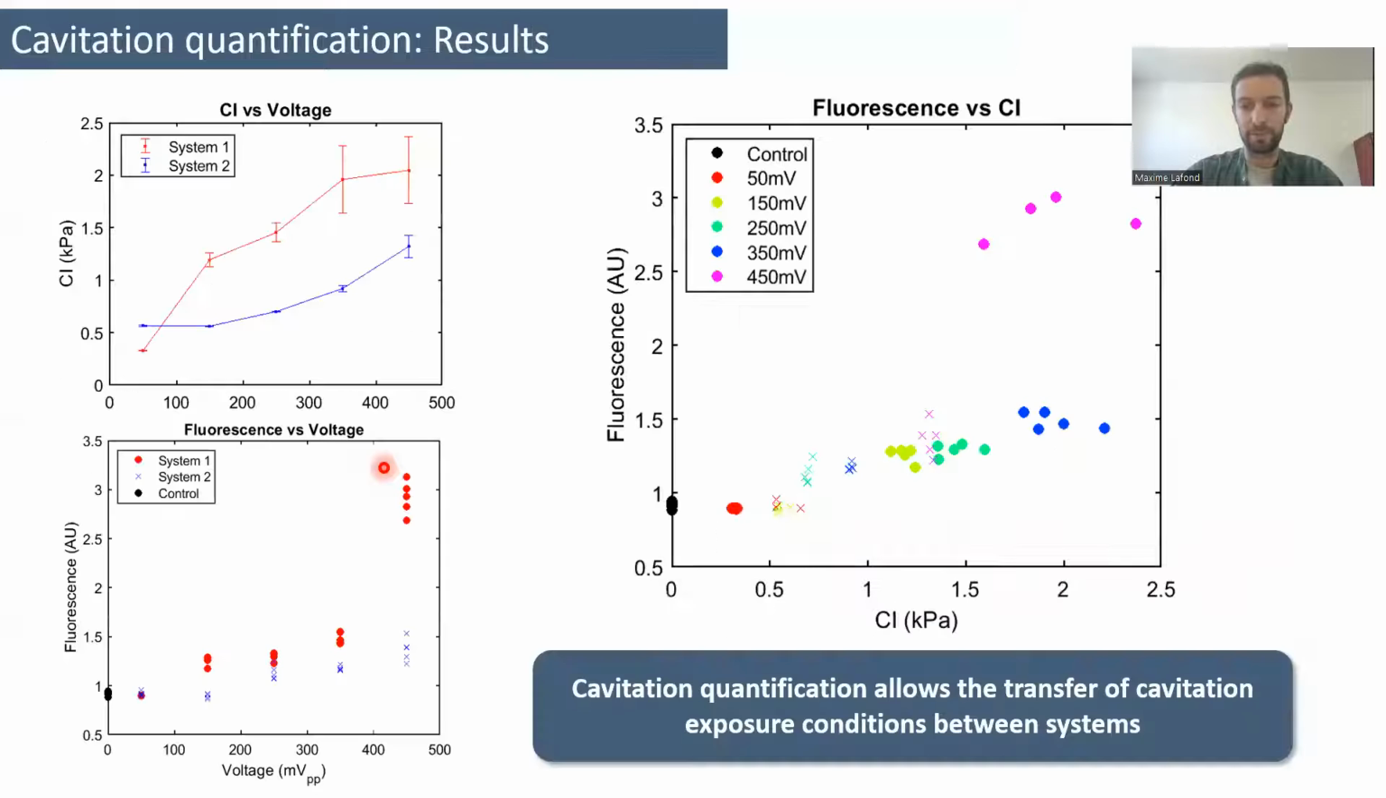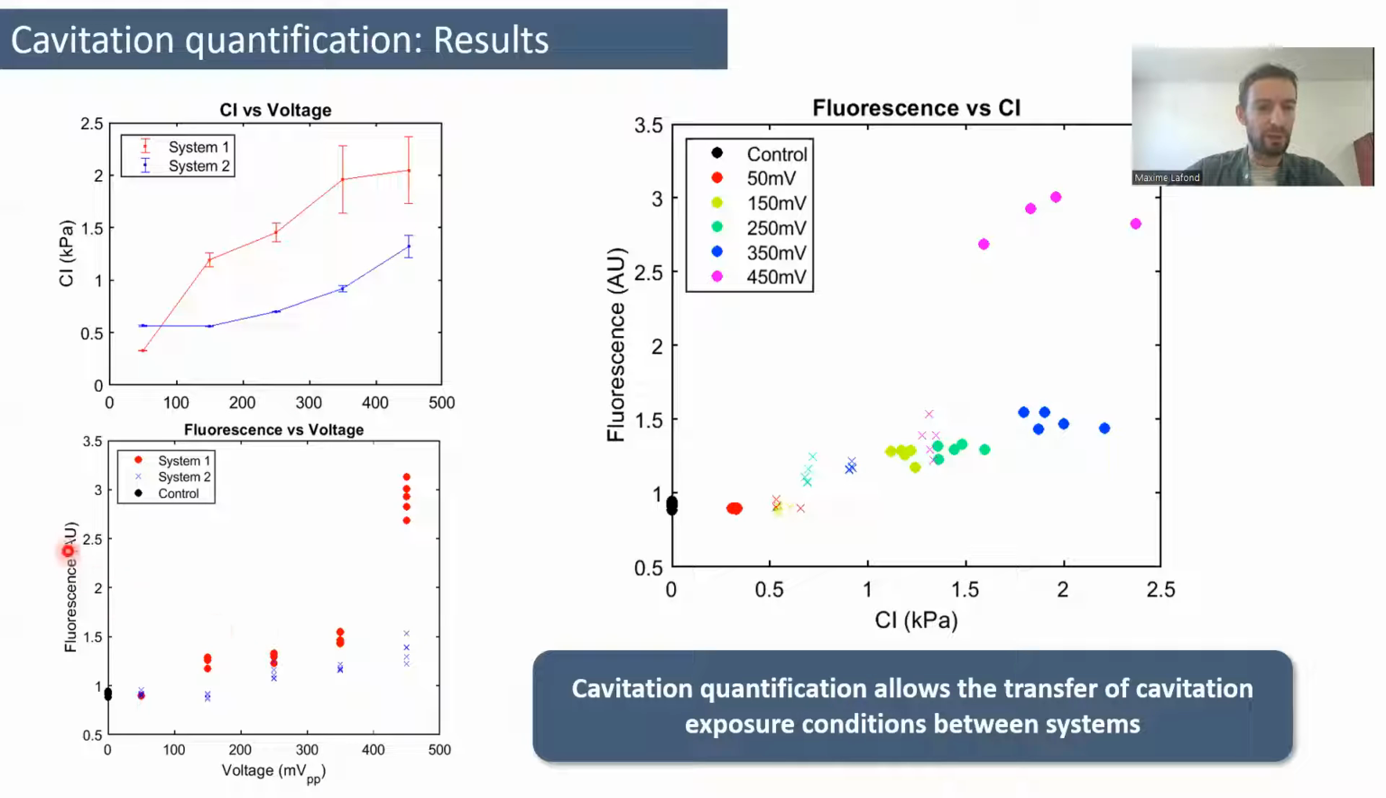by fluorescence. So here on the upper left is the cavitation index, homogeneous to kilopascals, as a function of the driving voltage to the transducers, and this is for 2 systems. So we can see that those systems are really different. They are producing cavitation noise that's really different from one system to the other.